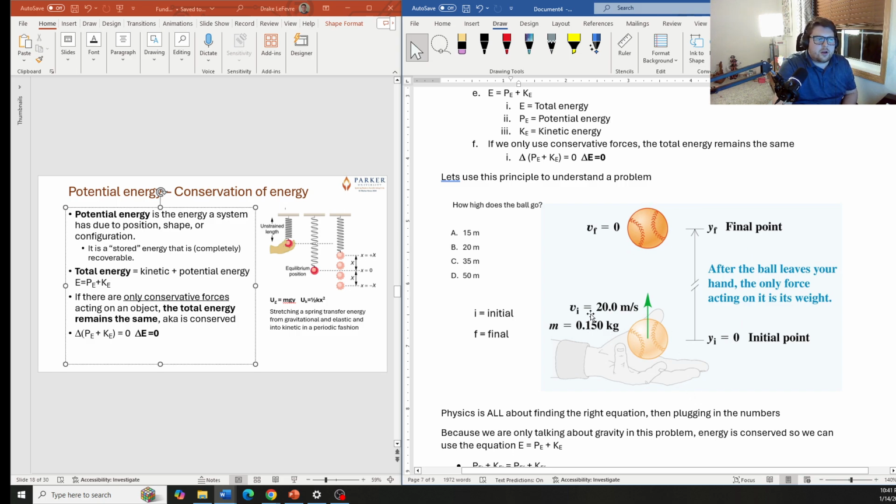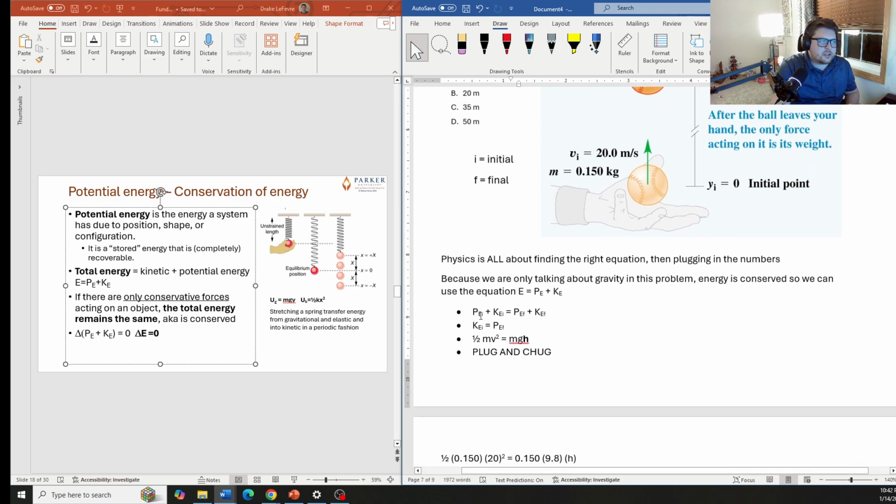If we throw up a baseball, the initial velocity is 20.0 meters per second. It has a mass of 0.15 kilograms, and it's going to go up and up and up. And as we all know, eventually it's going to stop at the very top and come back down. So it's asking how high does the ball go? So we can calculate this by saying, what is the total energy at the beginning? How much of it is potential? How much of it is kinetic? And then we can look at when it's all the way up at the very top. That's its end point. How much energy does it have? How much of it is potential? How much of it is kinetic?